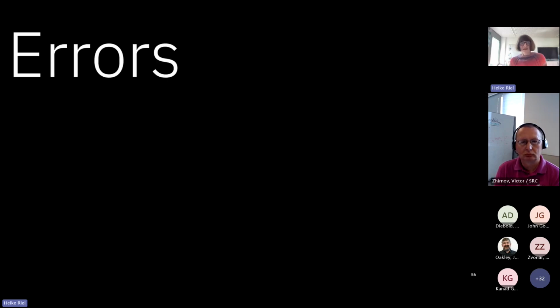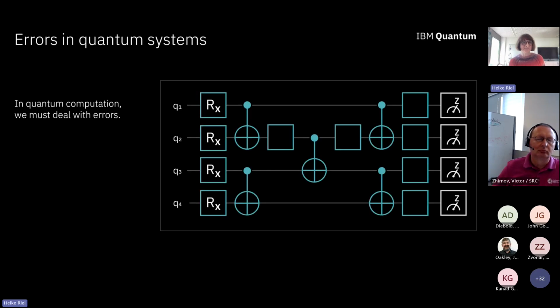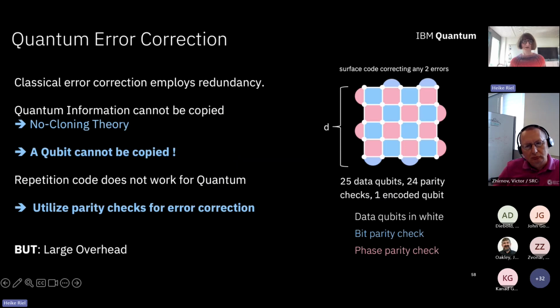I don't know if I need to speed up, I think a bit, but I wanted to quickly show something on errors, because errors are important. They are still there. They are not yet corrected. And they can appear in different stages of your computation, whether at the initialization of your qubit, at the gate operations, or at the readout of your qubit.